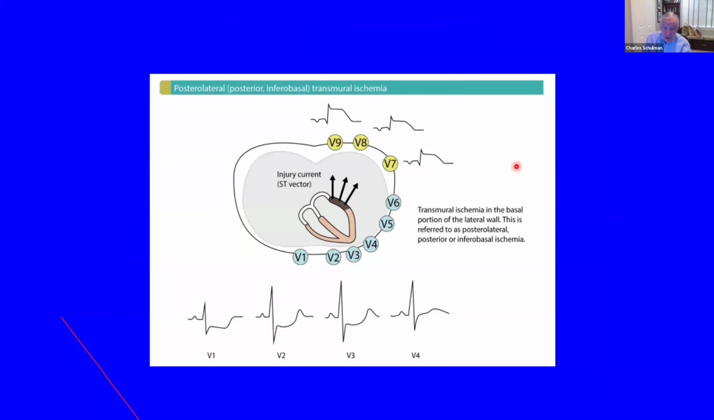So what you see here is that the vector, here's the posterior part of the left ventricle, the vector is traveling toward the back, toward V7, V8, V9, where you'd find ST elevations. And in V1, 2, 3, you see ST depressions.